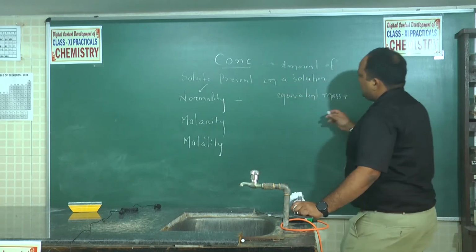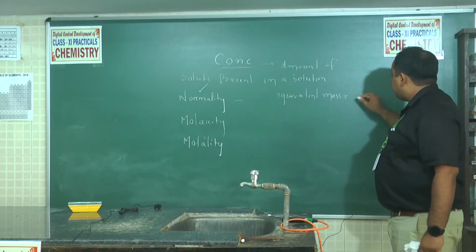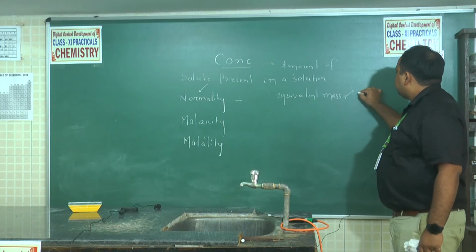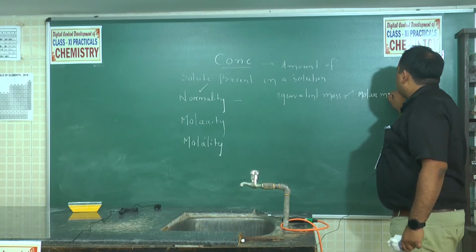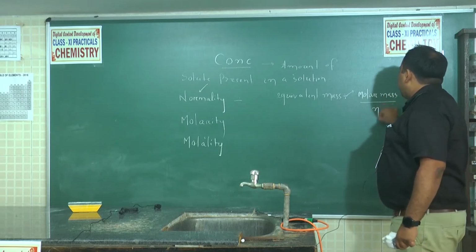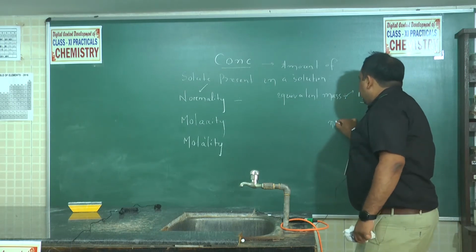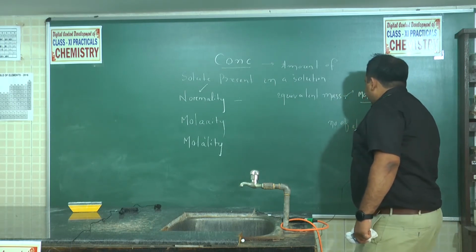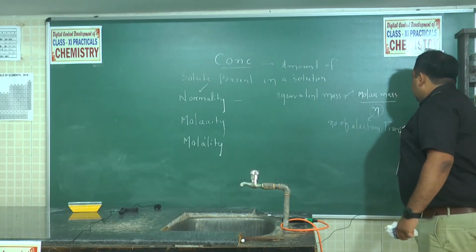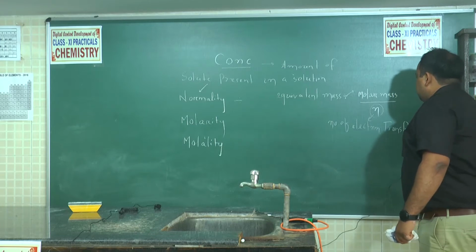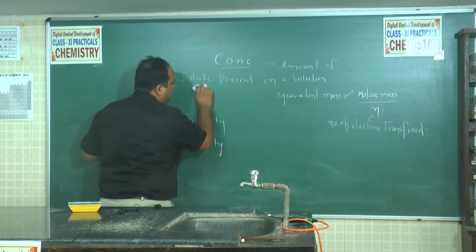See carefully. For equivalent mass, there are many methods. I am going for a direct method: equivalent mass is molar mass divided by N. What is N? N is the number of electrons transferred. So we have to see how to find the equivalent mass, then we will go on.